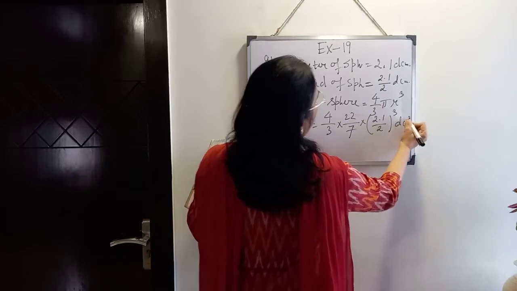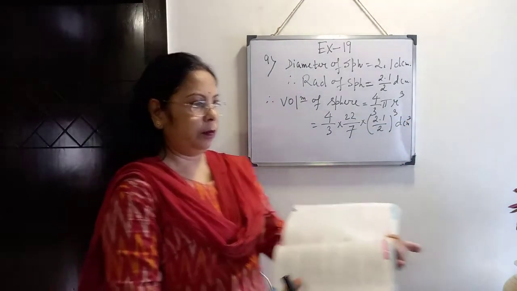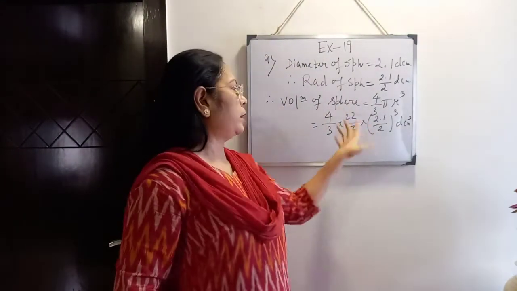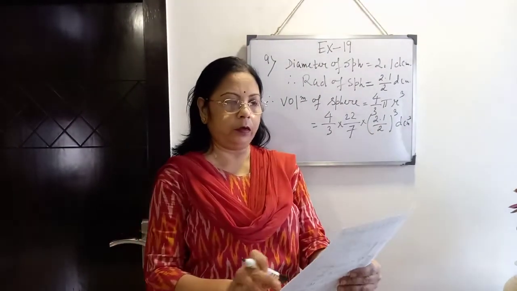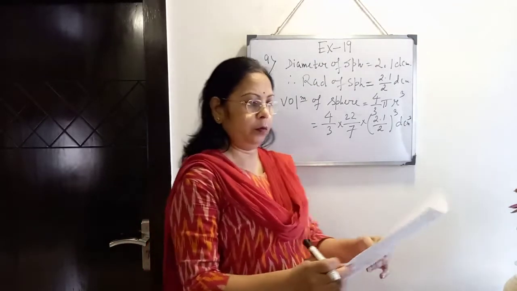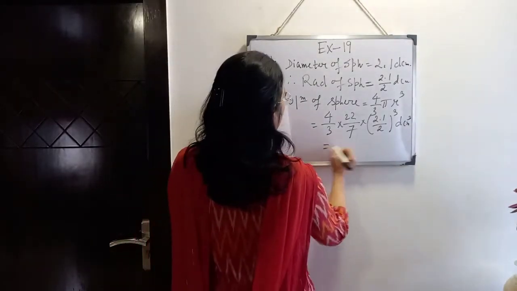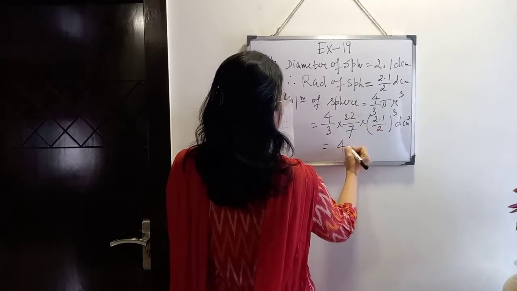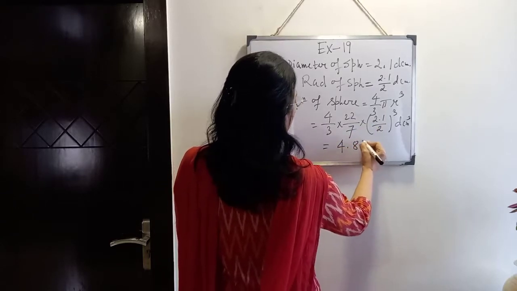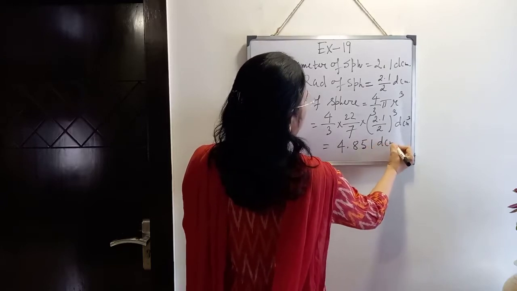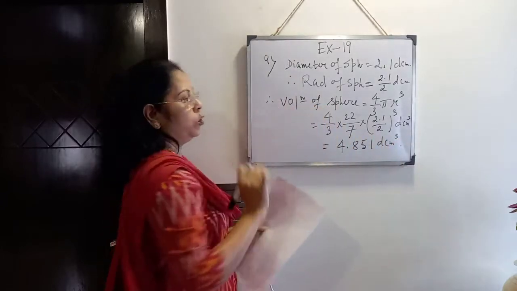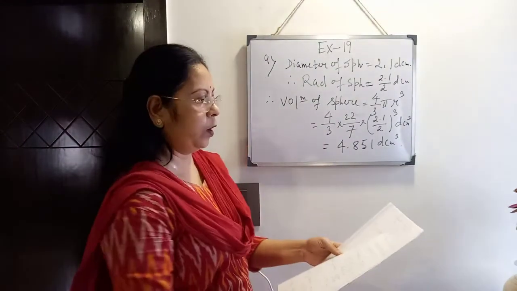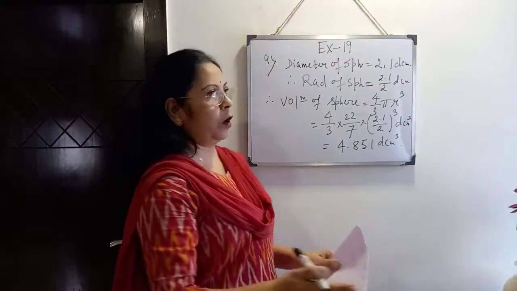Cubic decimeter. At home you will do your calculation. Already it will take time, so I have already done the calculation. I am writing that one. 4.851 decimeter cube. This is the volume of each sphere. Clear? Now next we will calculate the volume of the rectangular parallelepiped.